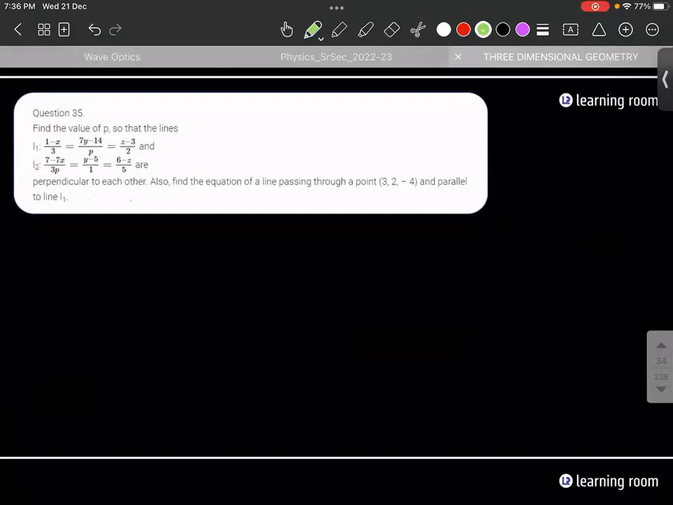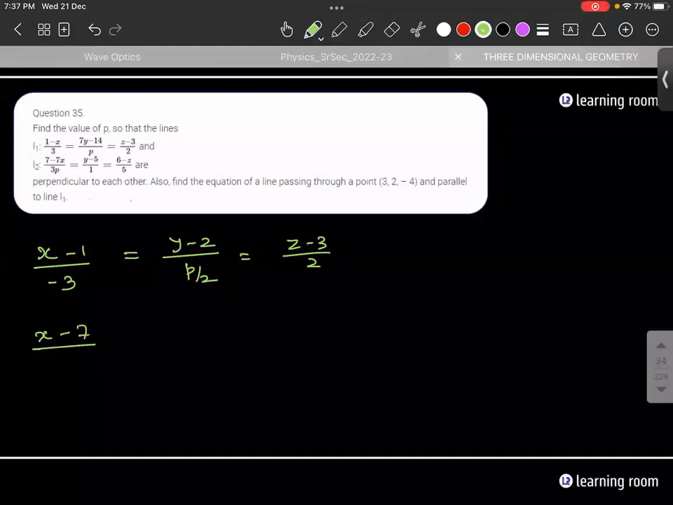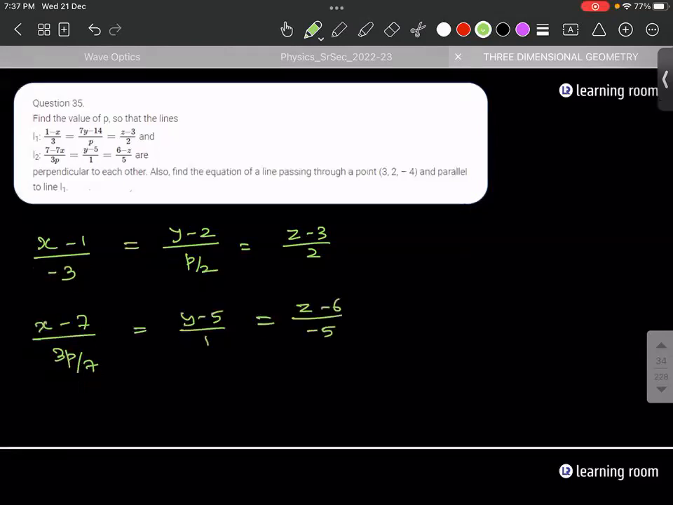Find the value of p so that the lines are perpendicular to each other. Also find the equation of the line passing through the point and parallel to L1. So first write L1 in the standard form. (x minus 1) by minus 3 is equal to (y minus 2) by p by 2 is equal to (z minus 3) by 2. Similarly, (x minus 7) by 3p by 7 is equal to (y minus 5) by 1 is equal to (z minus 6) by minus 5.